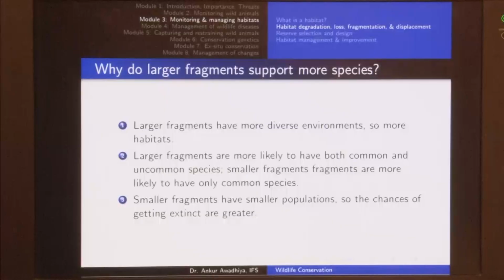Next, smaller fragments have smaller populations, so the chances of extinction are greater. When we have a large population and there is a calamity, like a forest fire or a disease, there is a good chance that at least some animals are left, and so the population would be able to grow back again. But when we have a very small fragment with say only 10 or 15 individuals, if there is any calamity, all of these animals die out, and so we have lost that population.